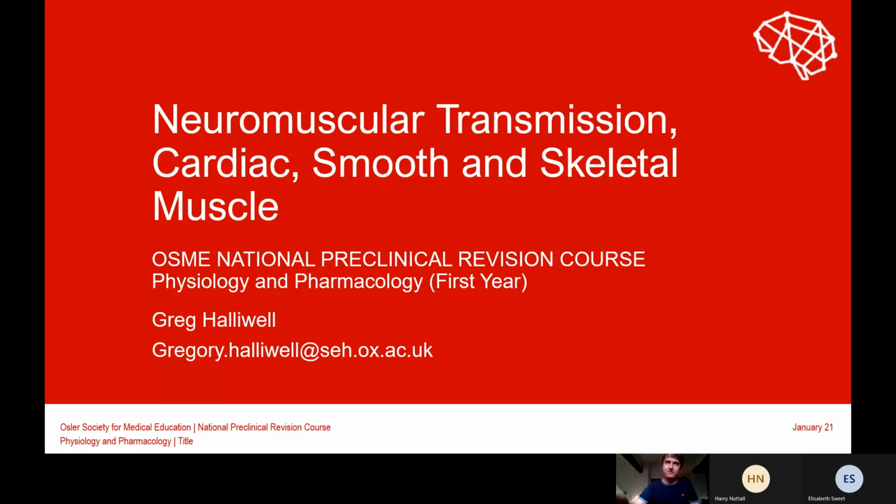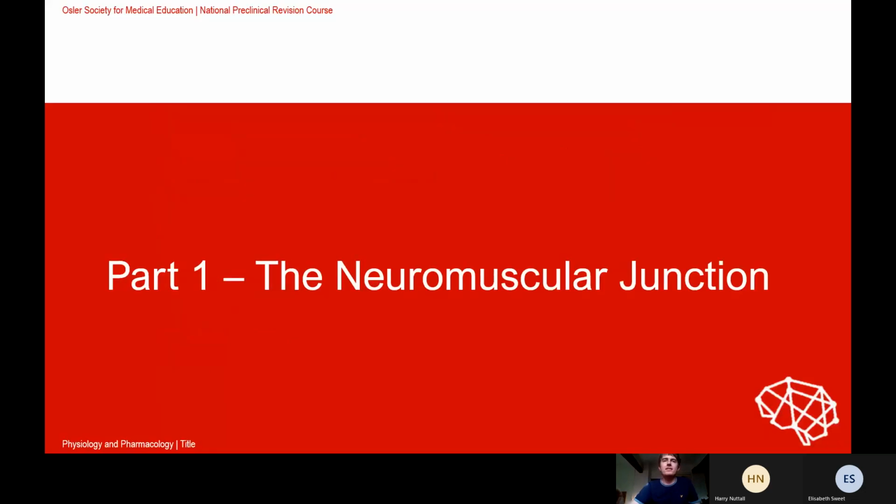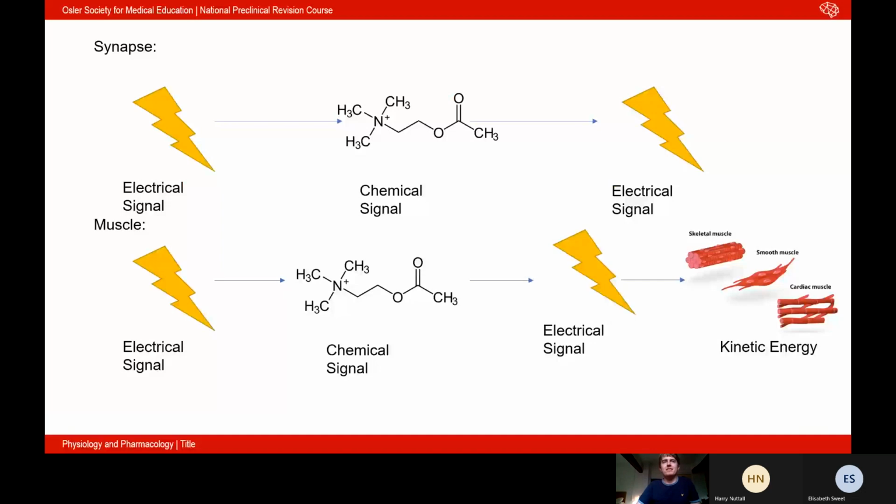So I'm going to start thinking about the neuromuscular junction, and I want us to think about how we need to tell this as a story. It's how an electrical signal, an impulse from the brain down a motor neuron, is able to be converted through these stages into kinetic energy, which is the ultimate goal of a muscle.